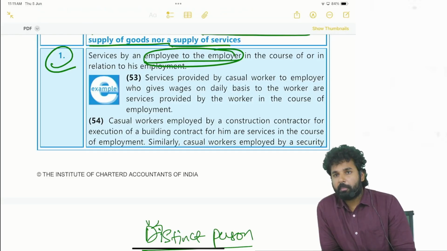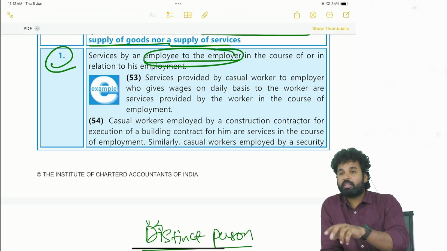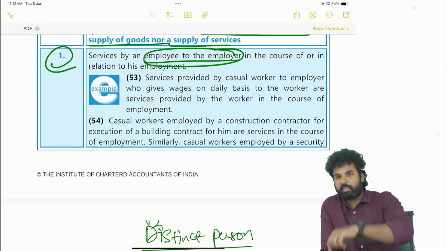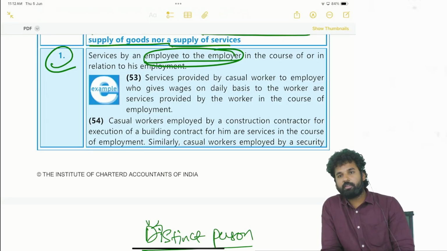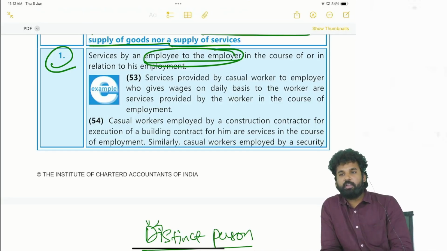In schedule 1 para 2, what is it telling? If there is a transaction between related persons, even though for no consideration, then it shall be treated as supply. In the related person definition, employer and employee are coming. That means if there is a transaction between employer and employee for no consideration, it shall be treated as supply. Here what is there? A transaction between employer and employee means it is not a supply.